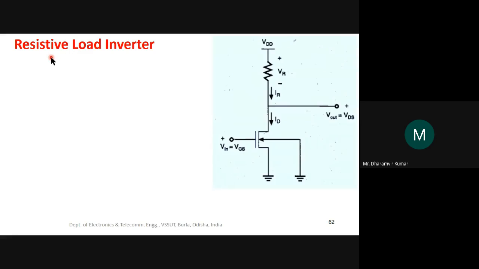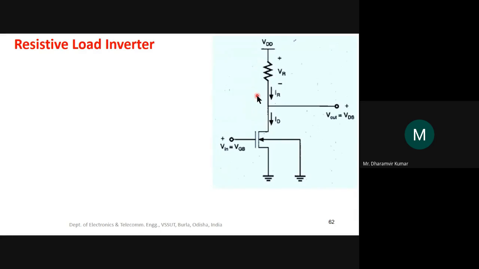The name implies that it will have a load. It is having a load that is a resistance. It is having a resistive load. Okay, so look at here. This is one NMOS, and this is a load that is made up of a simple resistance. So a resistance is connected to act as a load in this case for this particular inverter, and it is now called a resistive load inverter.